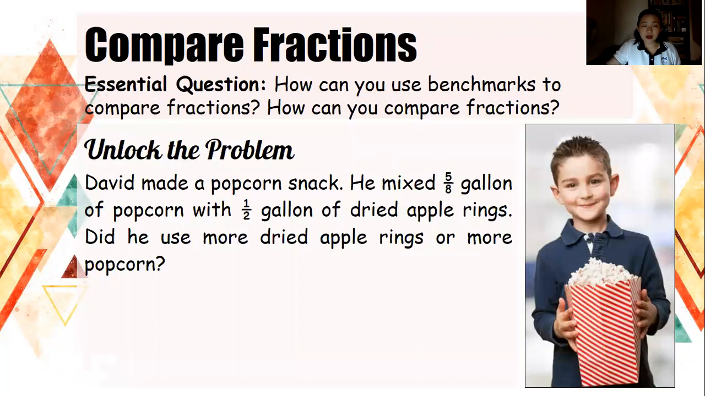Before we start, I would like you to have this introductory problem so that you will have an idea what kind of word problems we will encounter in this topic. David made a popcorn snack. He mixed 5/8 gallon of popcorn with 1/2 gallon of dried apple rings. The question is, did he use more dried apple rings or more popcorn?